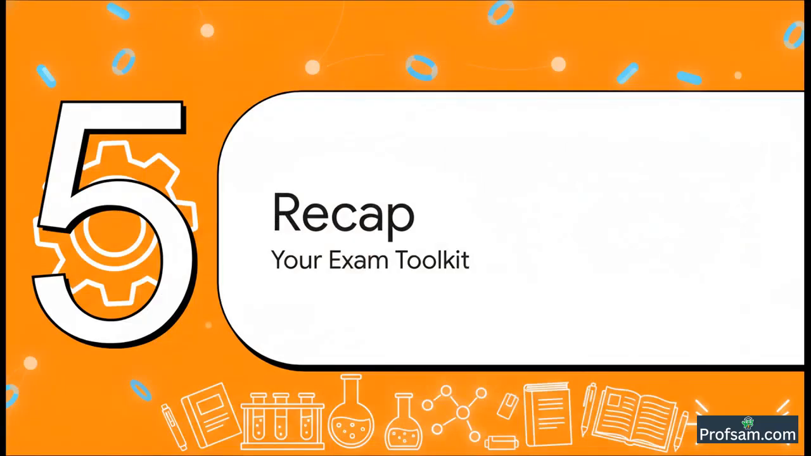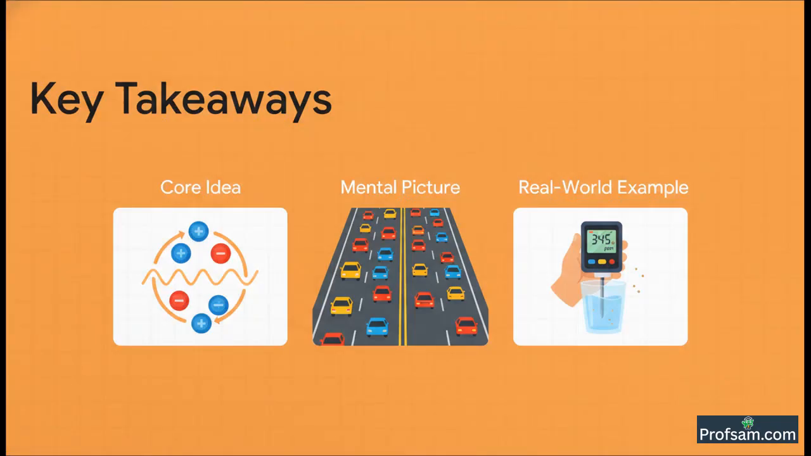So, we have covered a good amount of ground today. Before we finish, let us quickly recap the main points into a simple exam toolkit that will help you remember all of this. First, the core idea. Conductance in electrolyte solutions is all about the movement of ions. Second, the mental picture. Always remember the traffic highway analogy. More ions, or cars, lead to more current, or traffic. And third, the real-world example, the TDS meter, which uses this very principle to check the quality of our water.